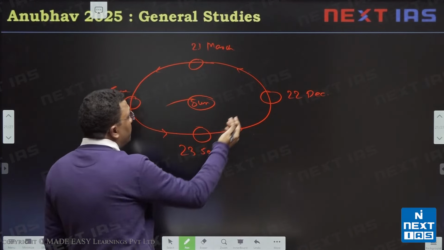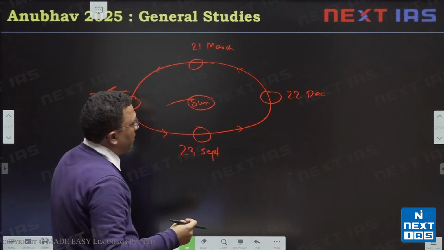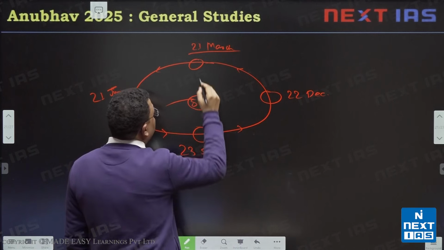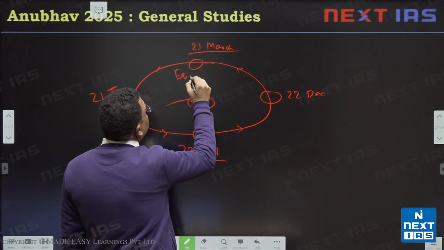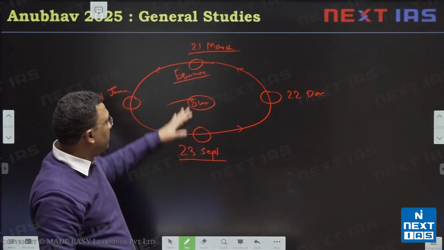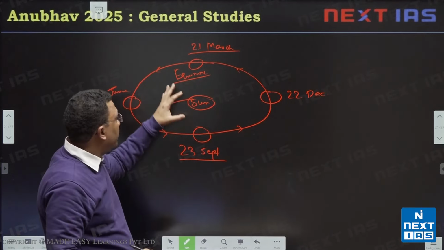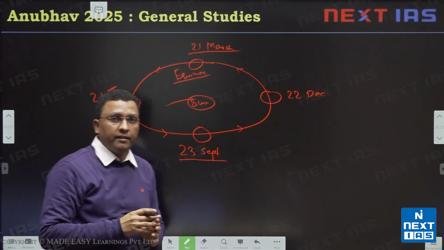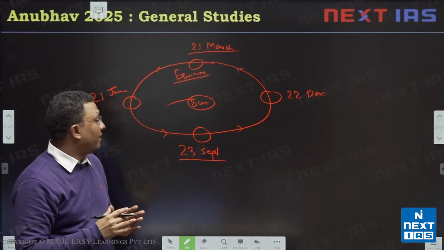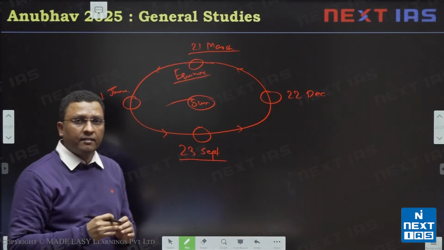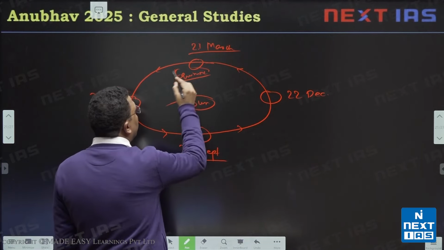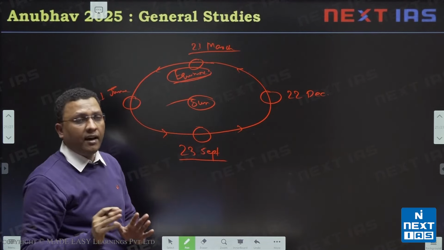So out of these 4 positions, these 2 positions, 21st March and 23rd September, are called equinox, right? Equinox because in these positions the Sun is directly overhead the equator, right? And both hemispheres get an equal amount of sunlight, so days and nights are almost equal in both hemispheres, and that's why the word equinox, which means equal day and night.